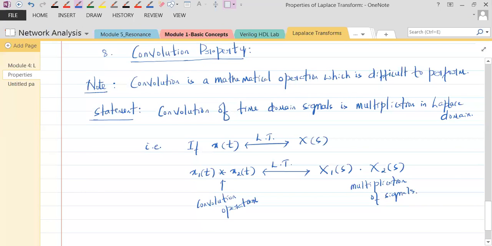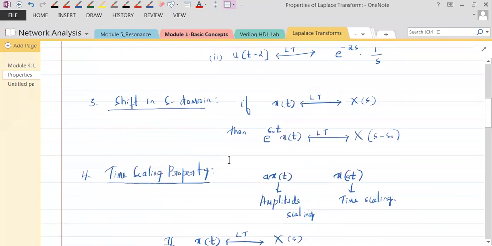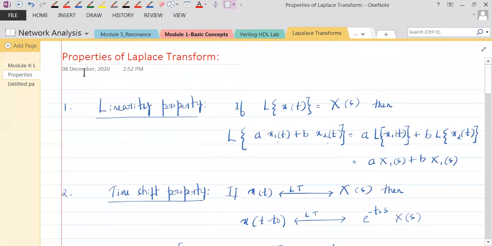That means if it is convolution of signals in time domain, then by applying Laplace transform, we can transform this convolution operator into multiplication operator in Laplace domain. Is this okay with you, everybody? So how many properties have we seen now? We have seen 8 properties. Now we shall solve problems by using these 8 properties. Is everybody okay with this?